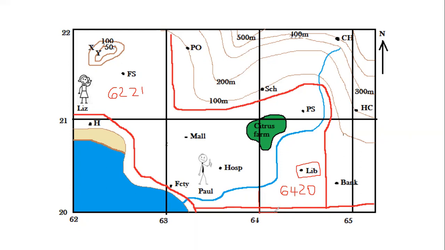All right, so thanks to your help, Liz has found the library and she has done her research and she has done her homework, and now it's time for her to turn in her homework. So she needs to go to the school. All right. I want you to look at the map. Want to see if you can identify the school on the map.